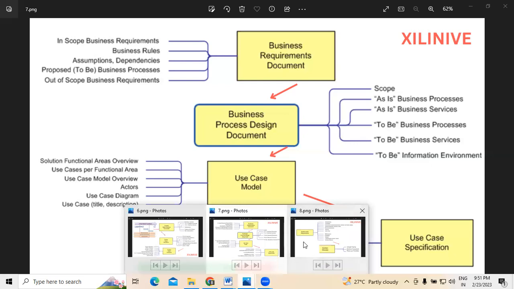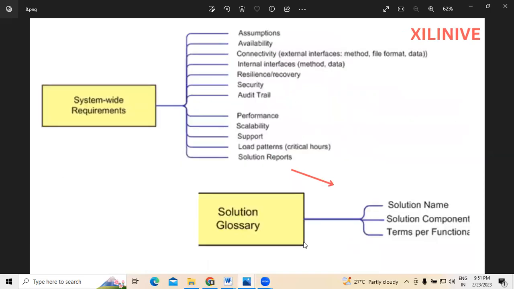Once the use case specification is done, the next is system-wide requirements. We are completely focusing on the technicalities of the project, the kind of assumptions we have to take into account, what the availabilities and connectivities are. At the same time, what the external as well as internal interfaces are. You also need to understand the security aspects of the application development. Is there anything relating to security aspects to be added to the existing ones? At the same time, non-functional requirements, focused more on performance, scalability, and load balancing, will come under system-wide requirements. Once the system-wide requirements are prepared, the last but not least is the solution glossary, where we need to provide the solution.